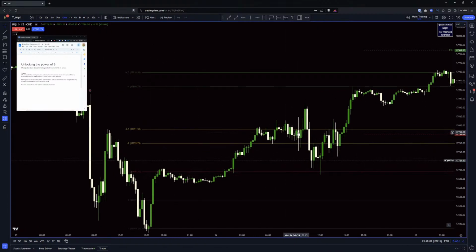We have Asia, London, Asia and London, right? This is all basically accumulation, manipulation, distribution, right? Then from this distribution, it goes up. And this is the final candle on Wednesday, and it comes to 17887.